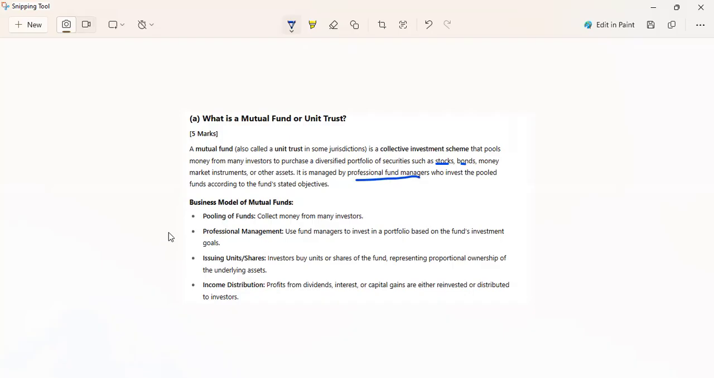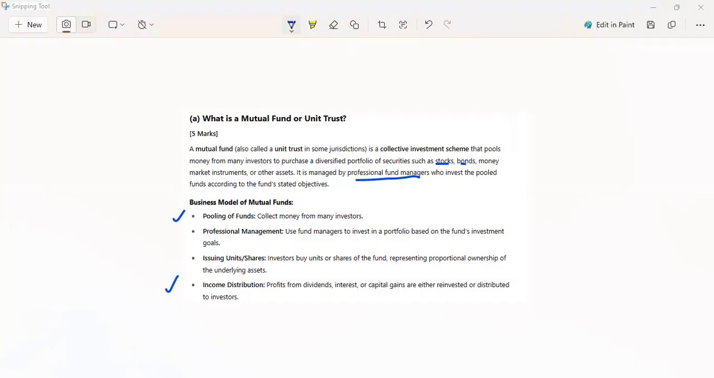The business model of mutual funds is pooling funds, collecting money from investors, and using managers to invest in a portfolio. It is also based on issuing units or shares, where investors who buy units or shares of the fund hold a proportion of ownership. For income distribution, profits from dividends, interest or capital gains are reinvested or distributed amongst the investors. So basically, that is the definition.